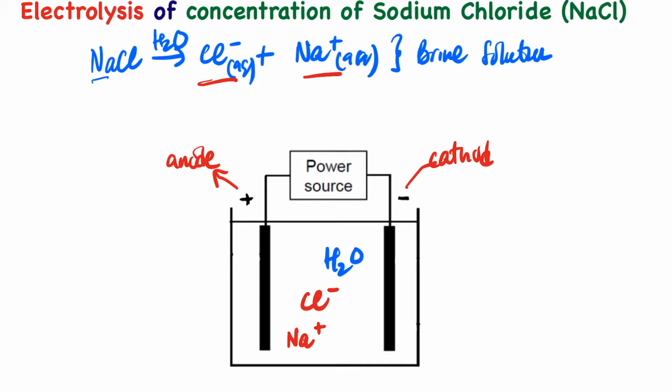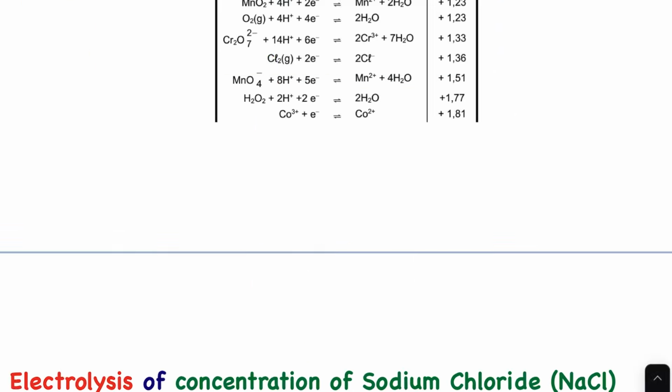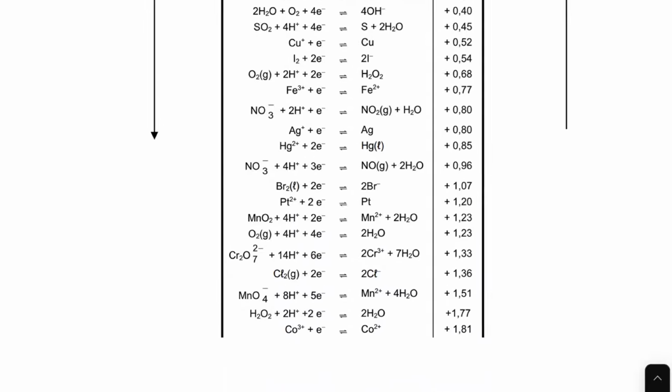Now, between the three, there is one that is going to oxidize and one that is going to be reduced, so there's a competition. The table is going to help us with the three: the sodium ion, the chloride ion, and water. Which one is going to oxidize? Which one is going to be reduced? Now, let's look at the table.